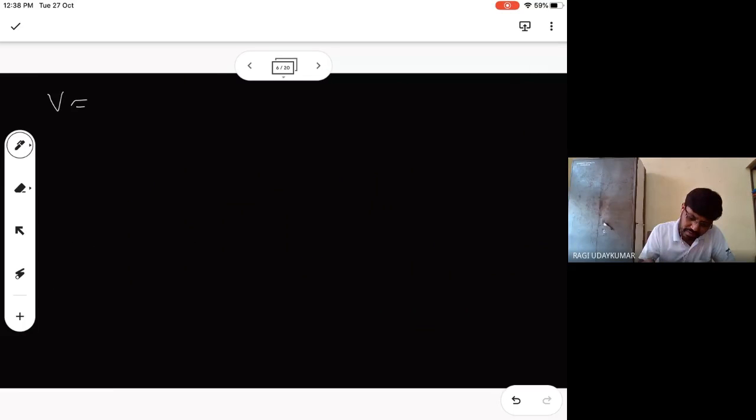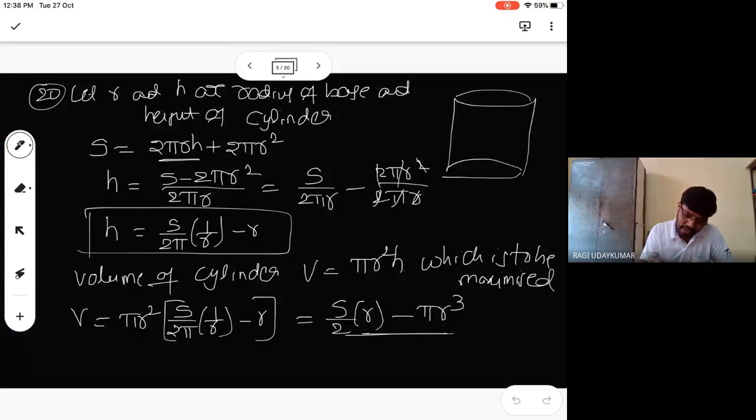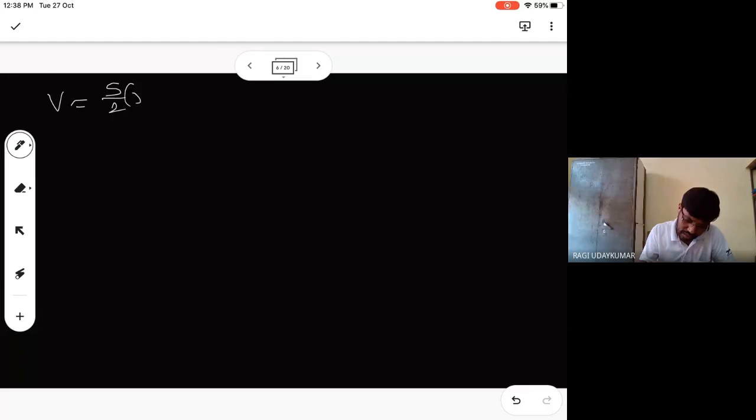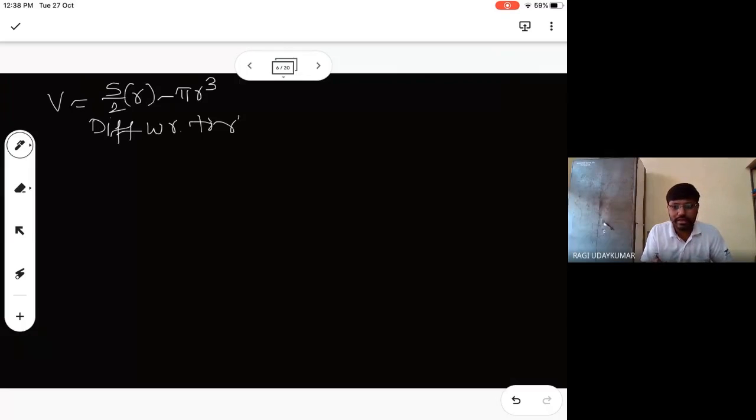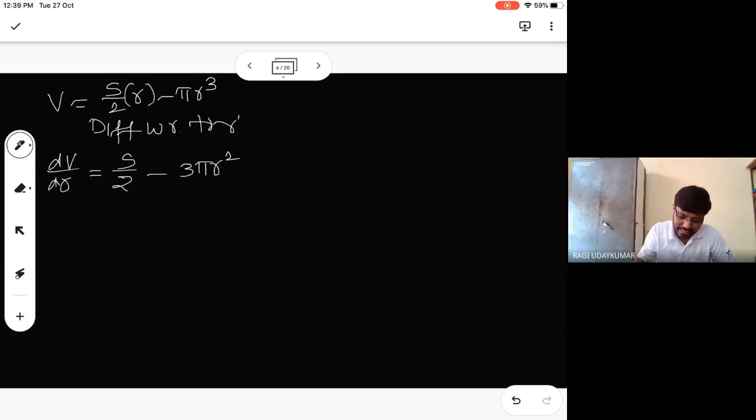So V is equal to S by 2 into r, S by 2 into r minus pi r cube. Differentiate with respect to r. So dV by dr is equal to S by 2 minus 3 pi r square. So this implies dV by dr is equal to 0. So S by 2 is equal to 3 pi r square.